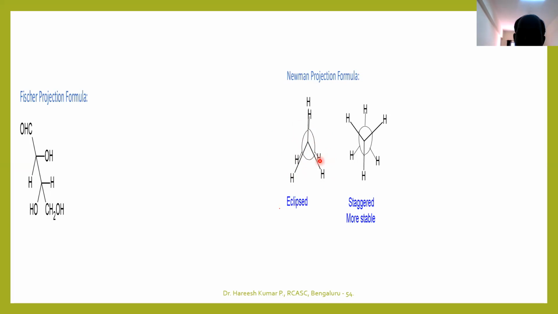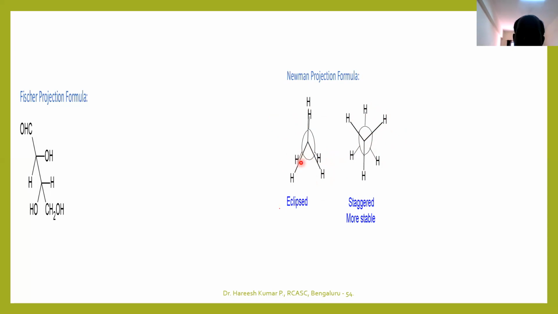So then what will happen? There will be a rotation. How will it rotate? Maybe a 180-degree rotation. That means this H can come over here, this H will go over here, this H will go over there. Then the staggered form is obtained. And here you can observe that there is a difference between this hydrogen and this hydrogen. Because of this, there will be less steric influence. So the staggered form will be more stable compared to the eclipsed form.